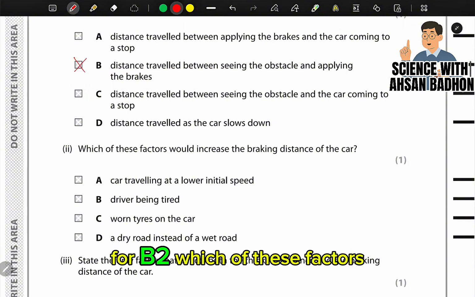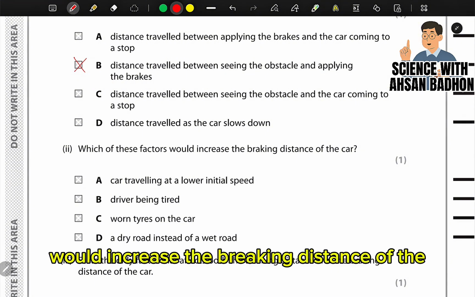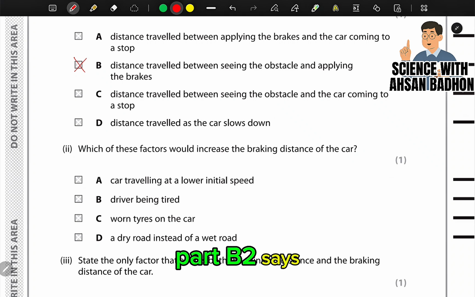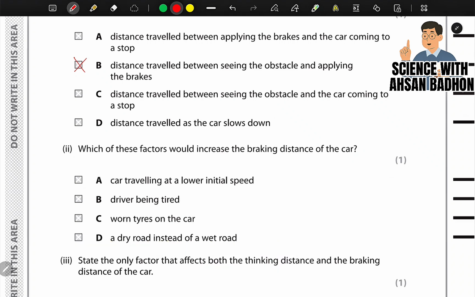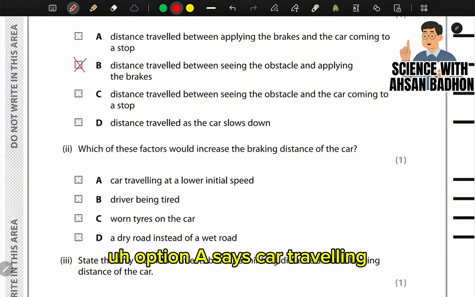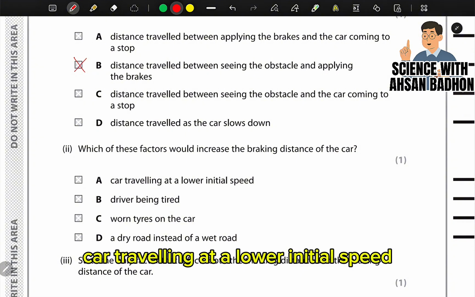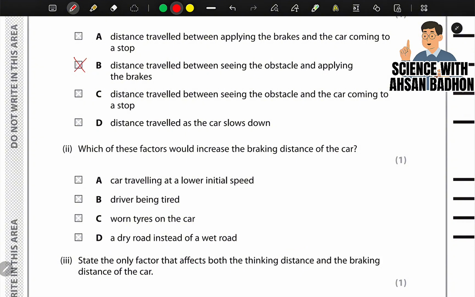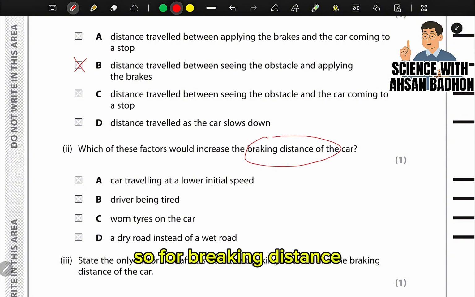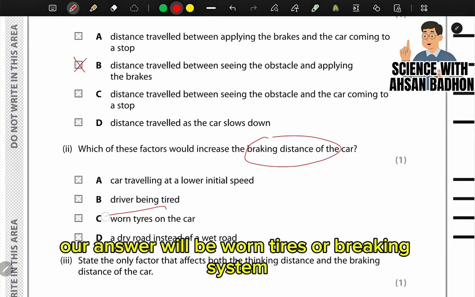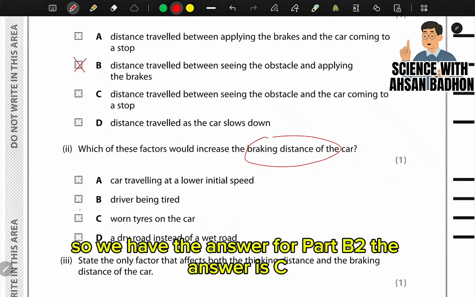For B2, the question says which of these factors would increase the braking distance of the car. Option A says car traveling at a lower initial speed, then driver being tired. Number C, worn tires on the car, then a dry road instead of a wet road. So our factor is for braking distance. For braking distance, our answer will be worn tires or braking system. So we have the answer for part B2.